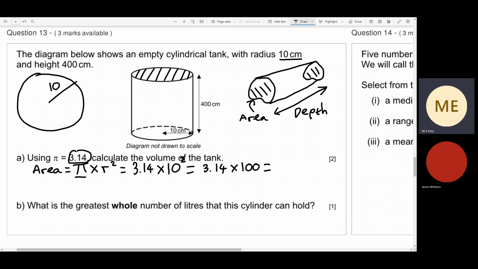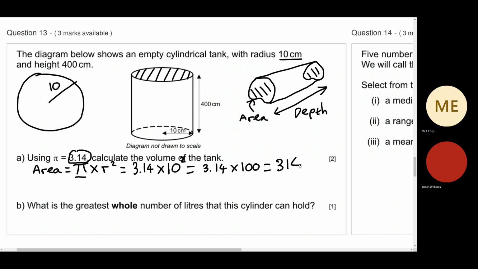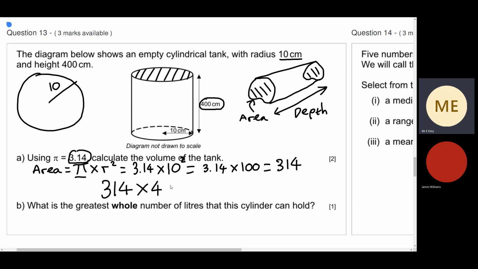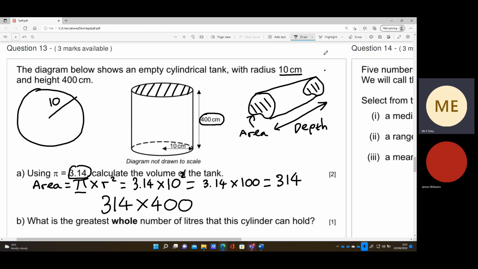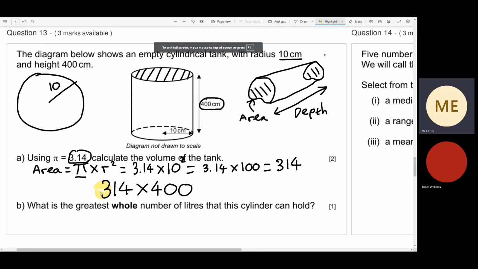Yeah, exactly, 314. Brilliant. That is the area of the cross-section. Then they're telling us that the height is 400 centimeters. So I need to do the area, which was 314, and times that by 400. What I'm going to do is 314 times 4, and then I'm going to stick the zeros on the end, okay?